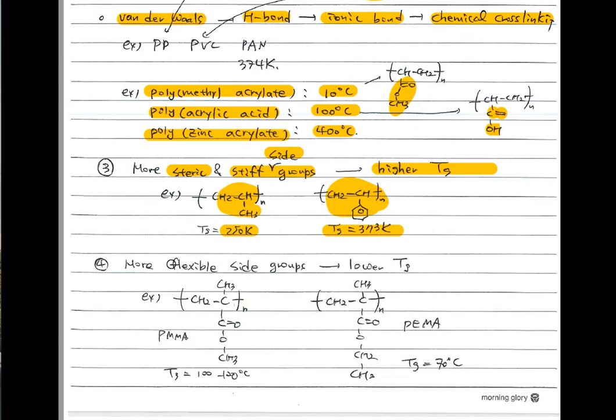Similarly, if you have more flexible side groups, it tends to lower Tg. If you compare PMMA with PEMA, PEMA has a slightly longer chain, right? There are only 3 atoms here, but there are 4 atoms here. So these chains will be more flexible than this one. That's why the Tg of PEMA is a little bit lower than that of PMMA.